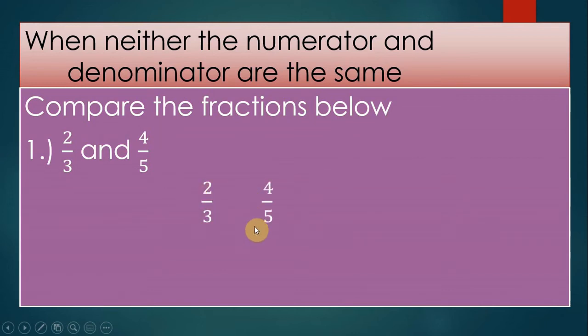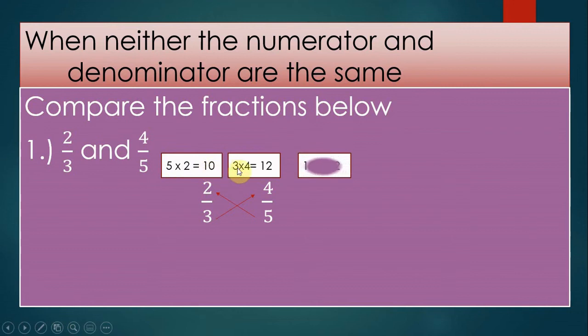Okay, 2/3 and 4/5. What we'll do is cross multiply: 3 times 4, the answer is 12. Then 5 times 2, the answer is 10. So 10 is lesser than 12. Therefore 2/3 is lesser than 4/5. Okay, thus 2/3 is lesser than 4/5.